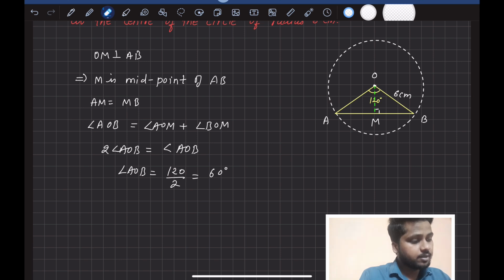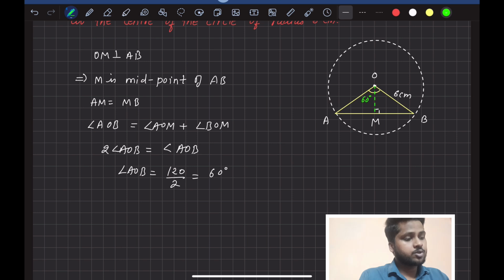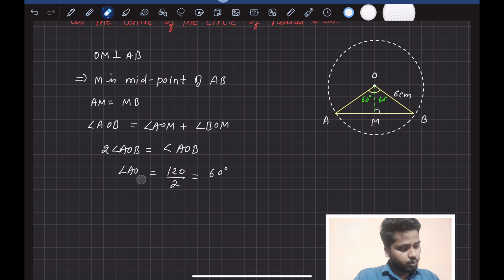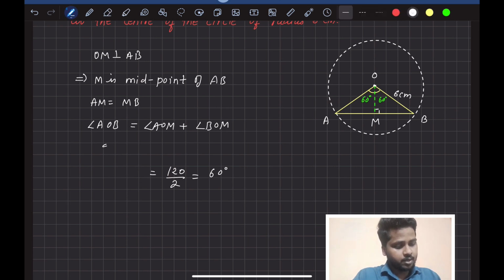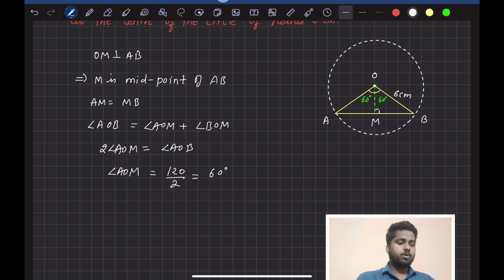Okay, understanding? Any doubt to anyone? It is 60 degree, and it is also 60 degree. If you have doubt, you can write your doubt in the comment, then I will give the solution of those doubts also. So angle AOM, we have got, sorry, angle AOM, not AOB. So I made a mistake here. So 2 times angle AOM equals angle AOB. Therefore angle AOM is equal to AOB upon 2. That will be 120 upon 2. It is 60. Clear? Okay.